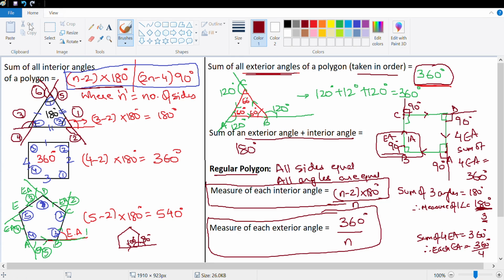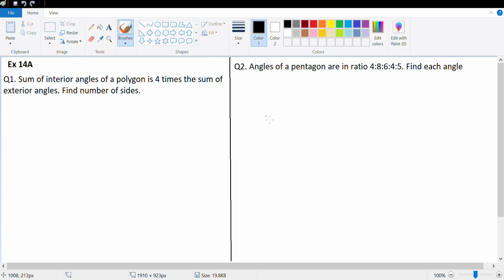Perfect. Let's look at some questions then. Let's look at question number 1. Question number 1 says, the sum of interior angles of a polygon is 4 times the sum of exterior angles. Find the number of sides. So let's form an equation. Sum of interior angles is equal to 4 times the sum of exterior angles. That's the equation, right?